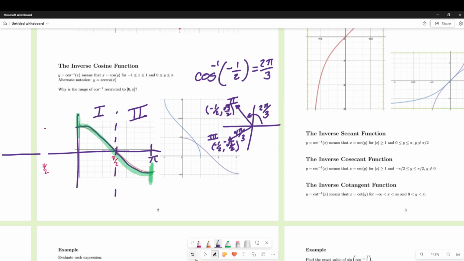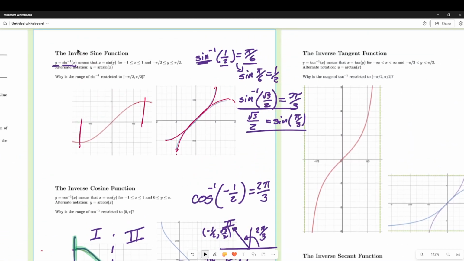Similarly, we're going to have to do the same thing. The nice thing is secant uses the same restriction as cosine, naturally, because they're reciprocals, and cosecant uses the same restrictions as sine because they're reciprocals.